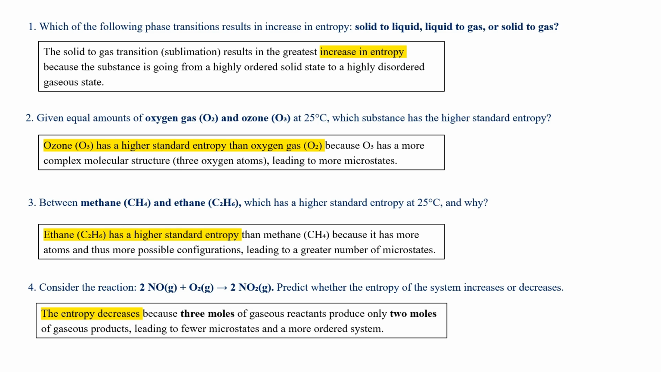The number of gas species: 2 moles of NO and 1 mole of O2, total 3 moles, 3 gas molecules on the reactant side. But on the product side, only 2 molecules of gas. The number of gas molecules is decreasing from reactants to products. Therefore, the entropy is decreasing.